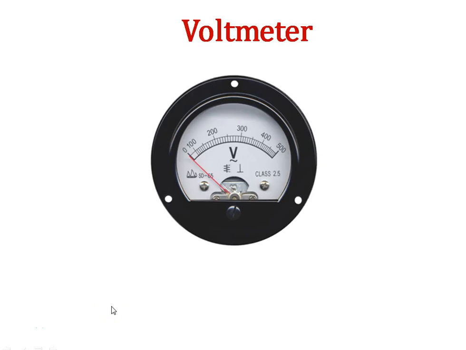Now we will discuss the new topic, that is the voltmeter. This device we have used in junior class also, and we know very well it is a device which is used to measure the potential difference. Here we will learn how we will convert a given galvanometer into a voltmeter.